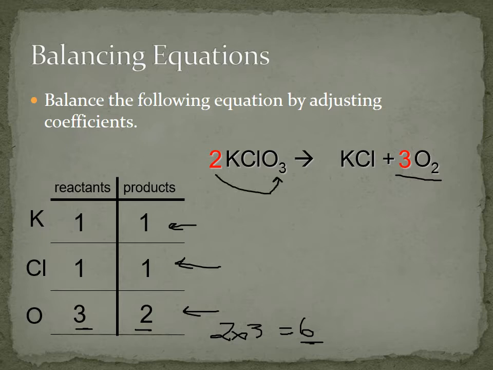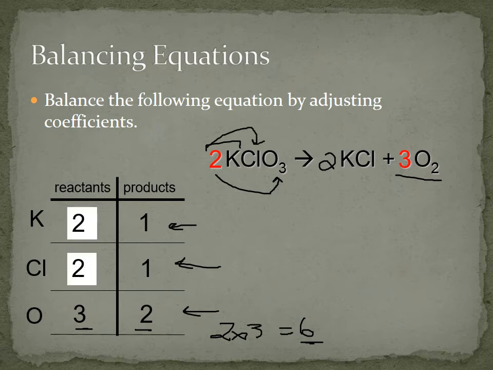and putting a 2 in front here gives us 6 oxygens. Now, that does actually throw some of our balancing off that we already had done, because the potassiums were actually balanced. But if you look, now we actually have 2 potassiums. So we're going to have to put a 2 here. And that should probably also balance our chlorines out. And there we go.